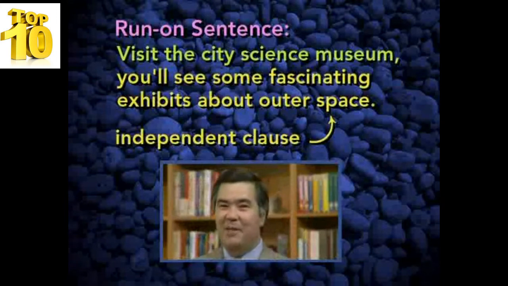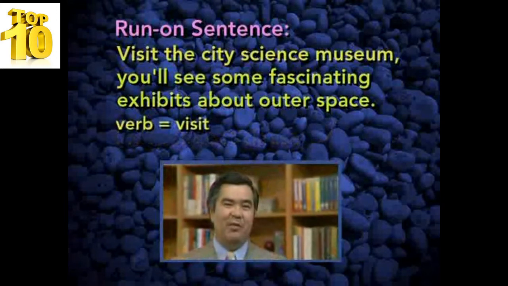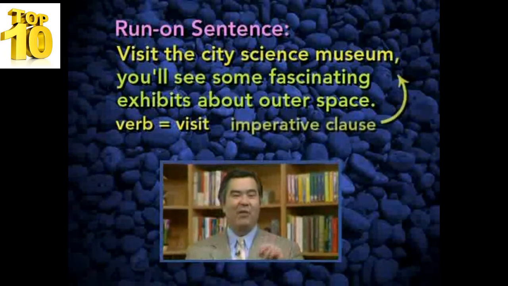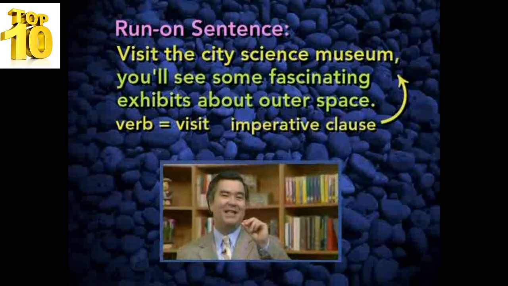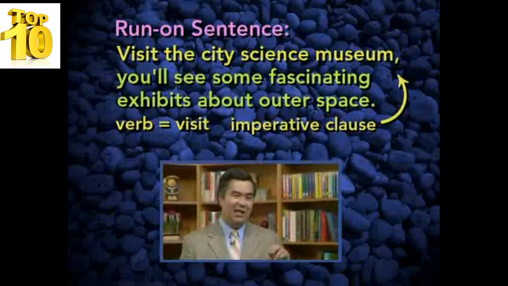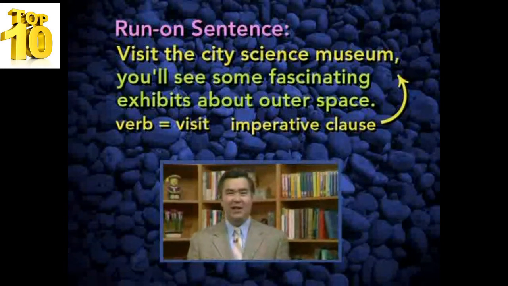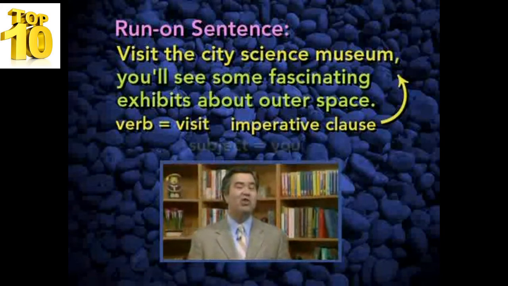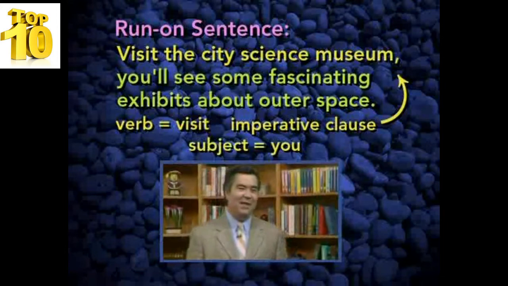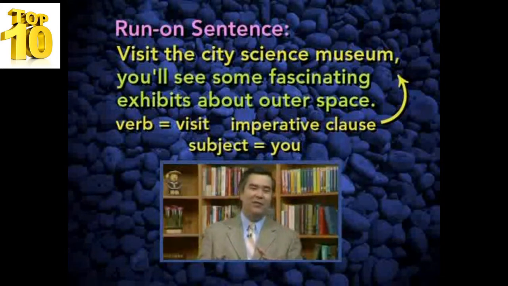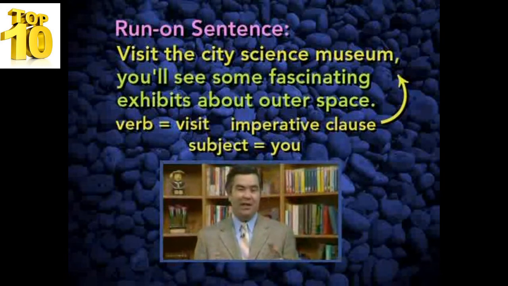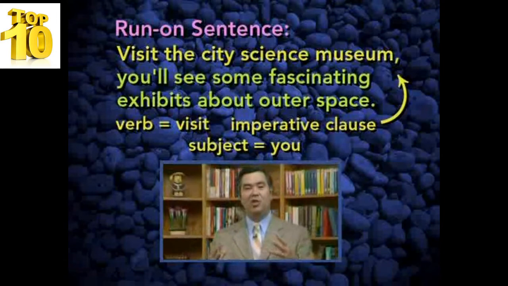The first clause may be a little bit tricky. It has a verb, visit, but the subject doesn't appear. This is an imperative clause, namely one that is giving you an order or a recommendation or a suggestion. And the subject doesn't appear normally in an imperative sentence. The subject is understood to be you. What this clause is saying is you visit the City Science Museum. So an imperative sentence is an exception to our rule that a subject and a verb must always appear. In an imperative sentence, the subject may be understood.